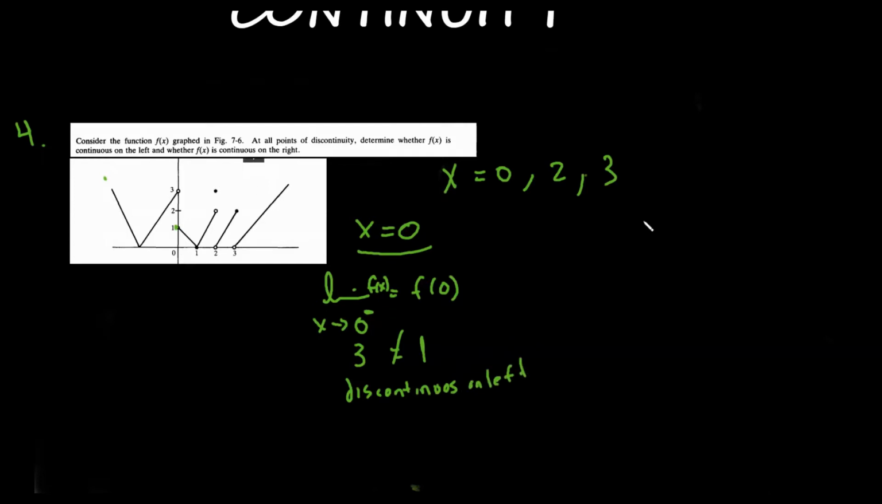Let's look at x equals 0 on the right. Is the limit as x approaches 0 from the right equal to f of 0? So if we approach from the right side, we're going to use this part of the segment here. So we approach from the right, x equals 0. We see that we get a 1. So 1 is equal to f of 0, which is always 1. So we have continuity on the right. Sounds good.